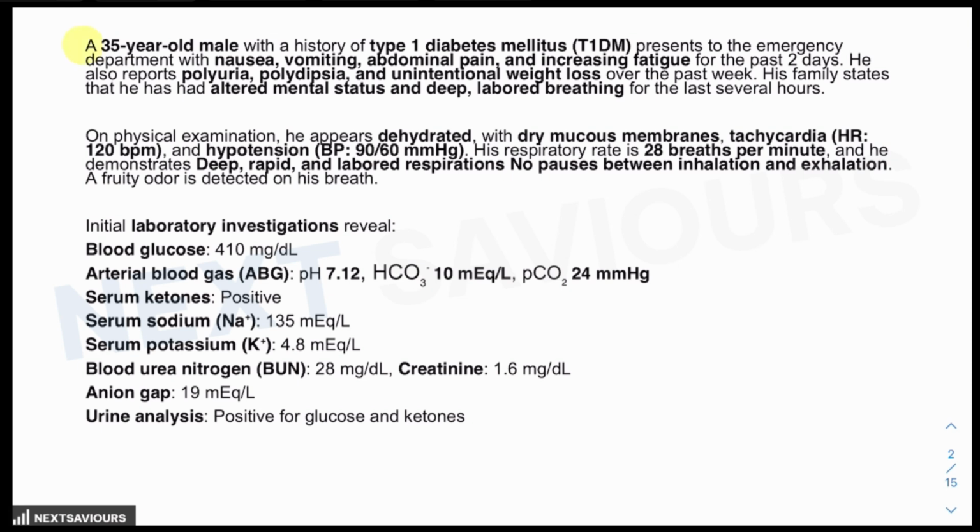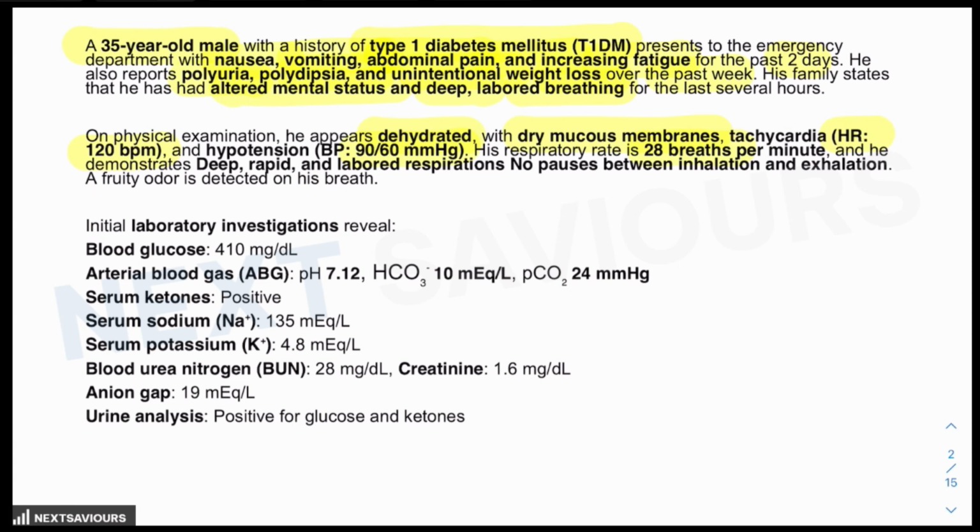Like, a 35-year-old male with a history of type 1 diabetes mellitus presenting to the emergency with nausea, vomiting, and abdominal pain, increasing fatigue for the past 2 days. There is a report of polyuria, polydipsia, and unintentional weight loss over the past week. His family states that he has altered mental status and deep labored breathing for the last several hours. Now, on physical examination, the patient appears dehydrated with a dry mucous membrane, with a heart rate of 120, with a blood pressure of 90 by 60.